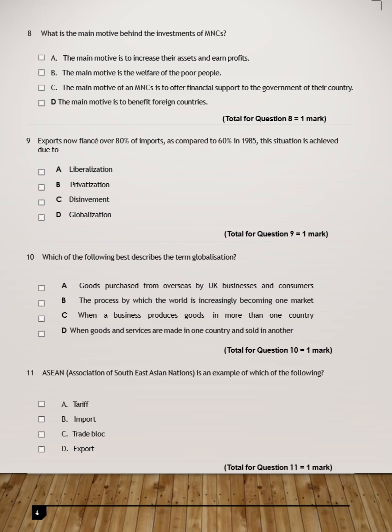Then why is option B wrong? The main motive is the welfare of the people. It is actually not at all the objective of the firm. Even if it is a government multinational company, there are some Chinese government multinational companies, even they are not trying to maintain the welfare of the people.